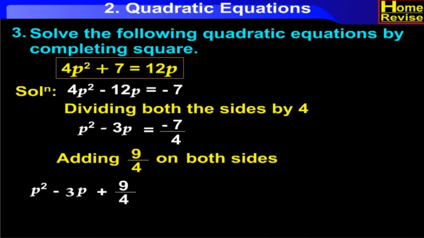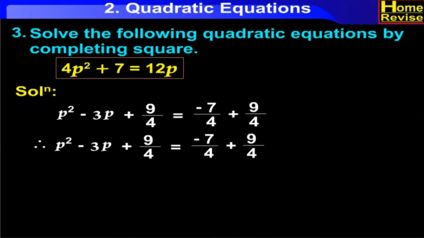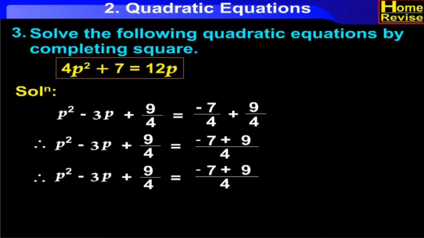p square minus 3p plus 9 upon 4 is equal to minus 7 upon 4 plus 9 upon 4. Taking 4 as a common denominator on the right hand side, we have minus 7 plus 9 upon 4. Therefore, p square minus 3p plus 9 upon 4 is equal to 2 upon 4, which is 1 upon 2.